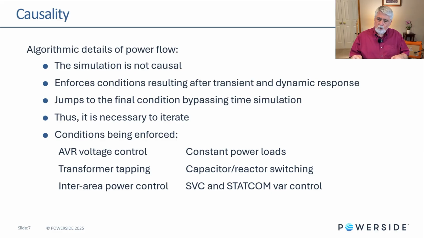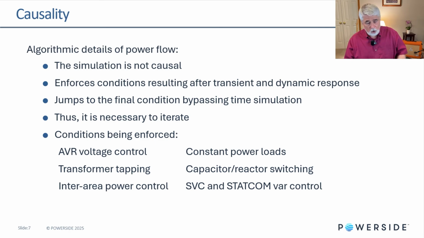In fact, what it's doing is it's jumping to the final condition and bypassing all the transient and dynamic response that would have happened over time when you took that line out of service. Thus, to reach that end goal by bypassing the time simulation, it's necessary to iterate because we are enforcing conditions on network equations. And some of those conditions that are being forced, here's a short list of a few.